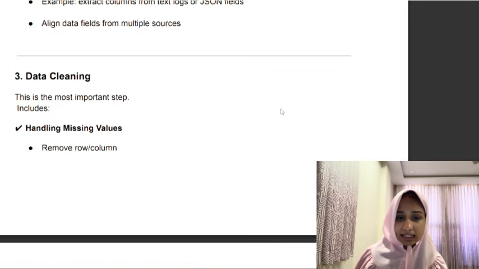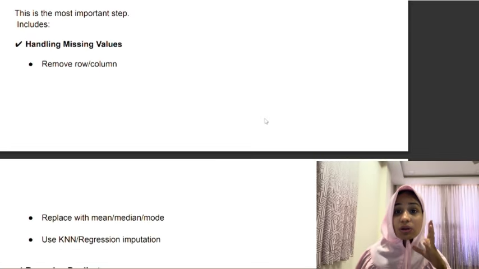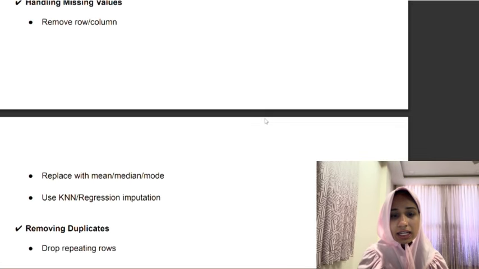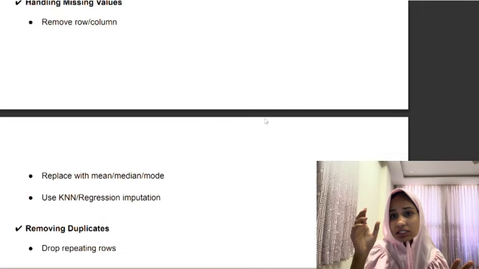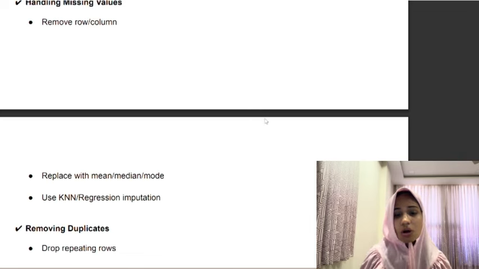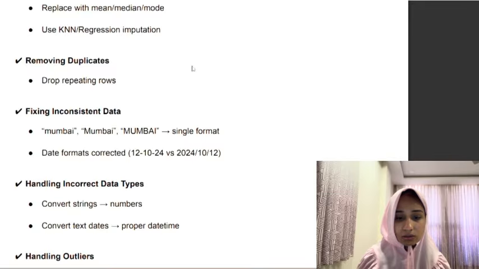Third is data cleaning. This is the most important step. We got data, we structured it, now we need to clean it. First, handling missing values: remove the row or column containing missing values, or replace them with mean, median, or mode, or use KNN and regression imputation to fill in the missing values.